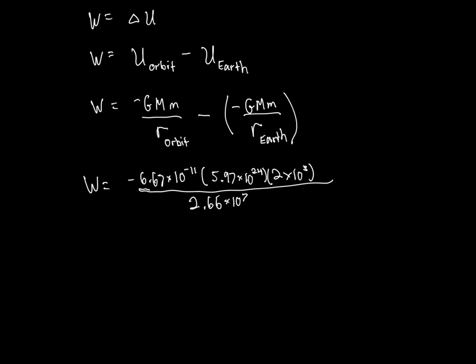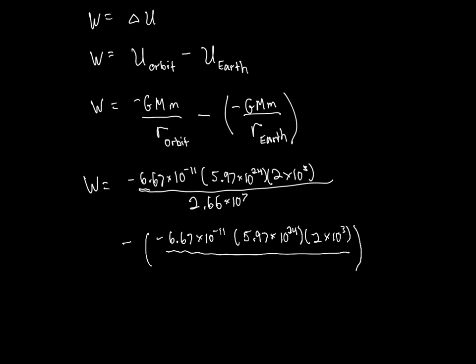That is the work that you have when you're in orbit, and we want to subtract off the work that we start with when we're on the Earth's surface. So we still have the mass of the Earth times G times the mass of the satellite. And this time we want to divide by the radius of the Earth because we're sitting on the Earth's surface.